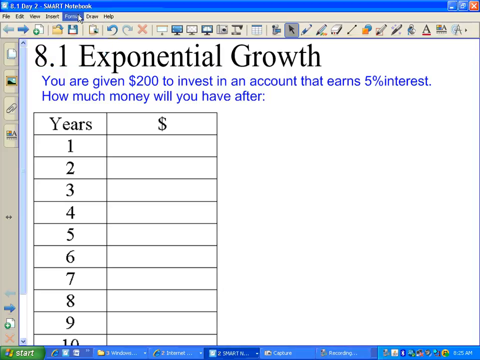All right. So 8.1 is exponential growth applications. How does this work? How do these happen when I'm talking about exponential growth? How does the word problem sound and what do they look like? Here's the first example. You're given $200 to invest in an account that earns 5% interest. How much money will you have after 1 year, 2 years, 3 years? Remember, when they say 5% interest, that means it's compounded once a year.